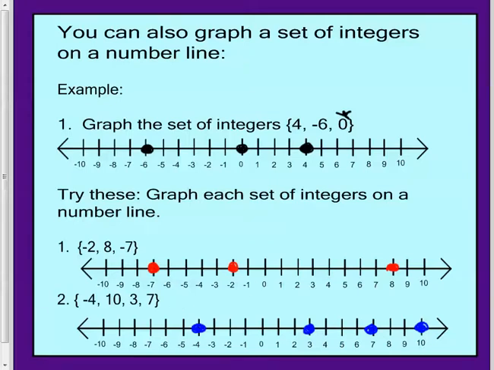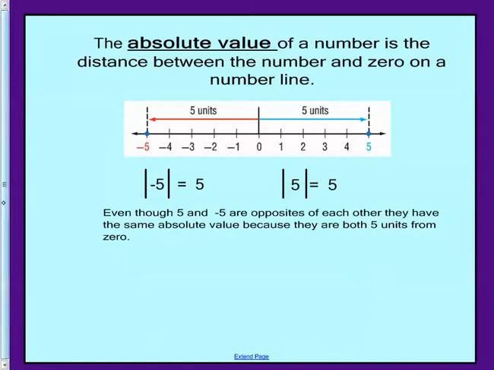Let's look at some more examples. Absolute value. Please write this in your notebook for me. The absolute value of a number is the distance between the number and 0 on a number line. So we always look at 0, and then we count the units that that number is from 0.